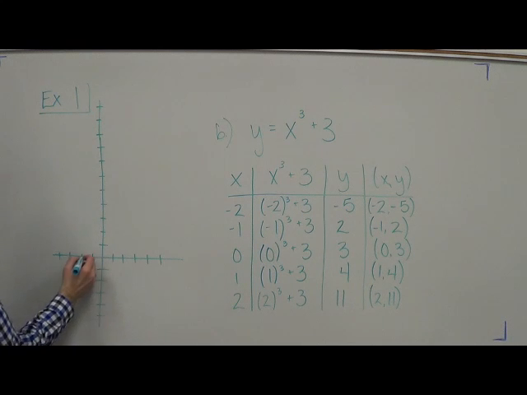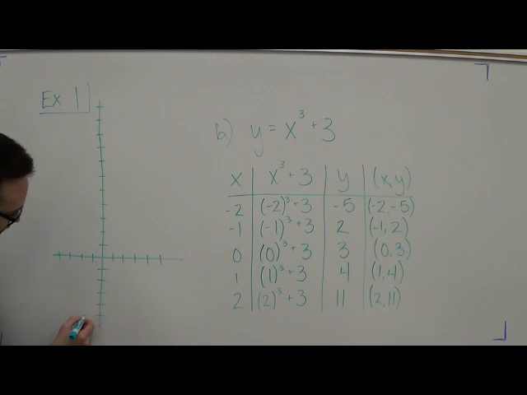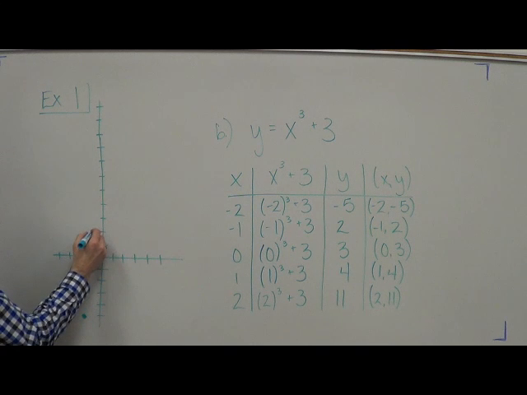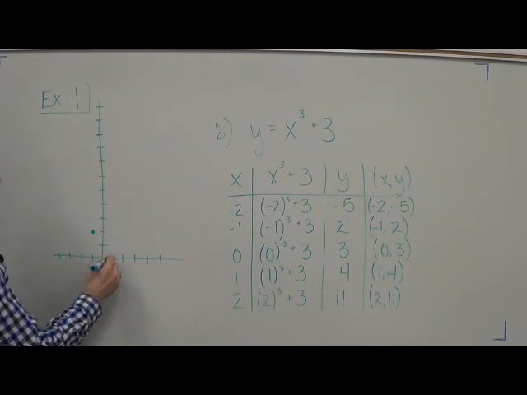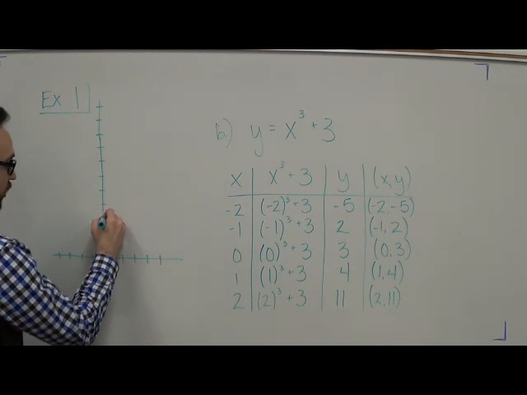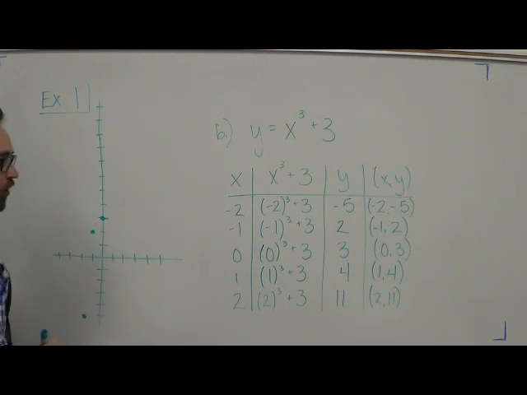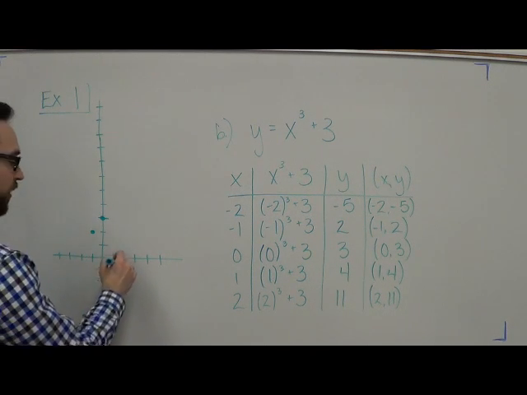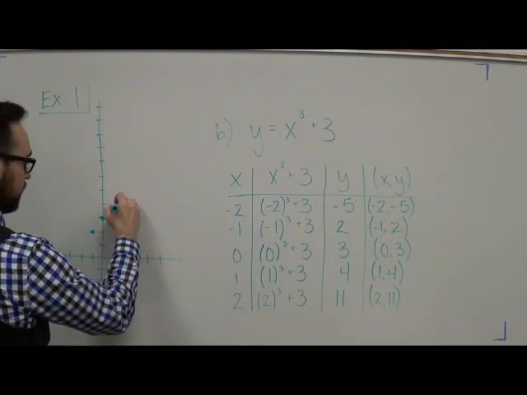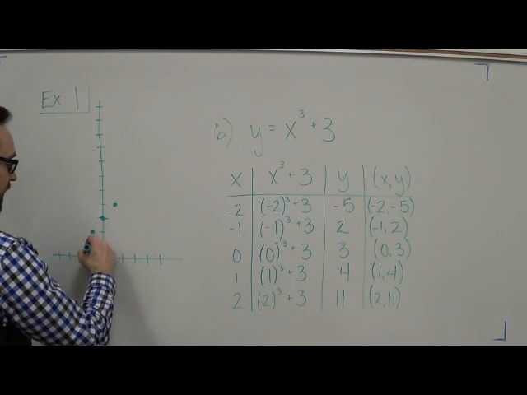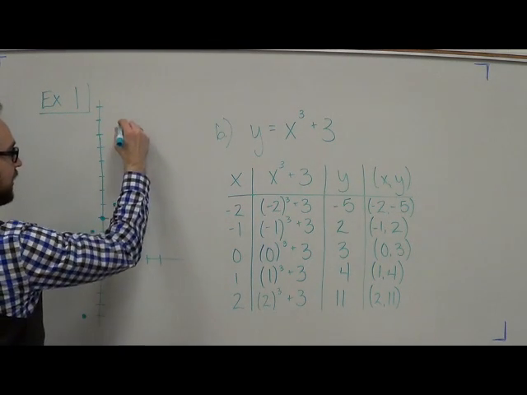So we start with negative 2, negative 5. We have negative 1, positive 2. Then we have 0, 3. So the question as to where does that curve happen is where the points are really close together. So notice when these 3 points are close, that means that curvature is going to be happening in here.